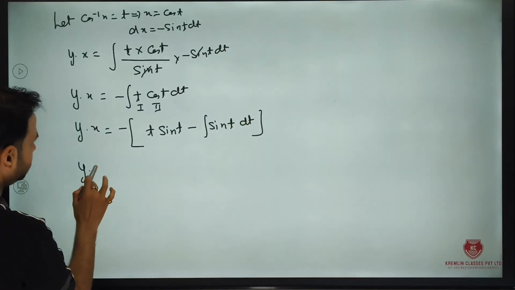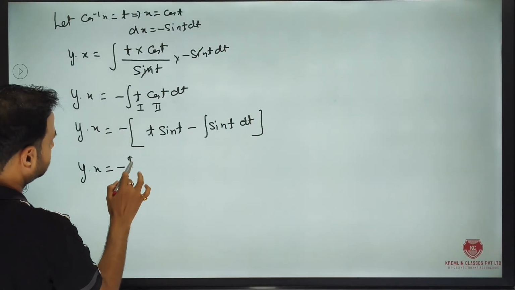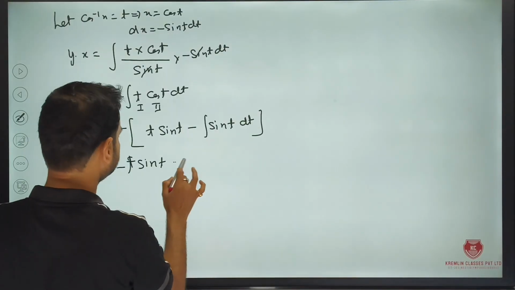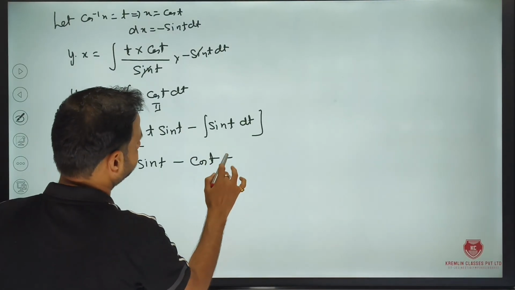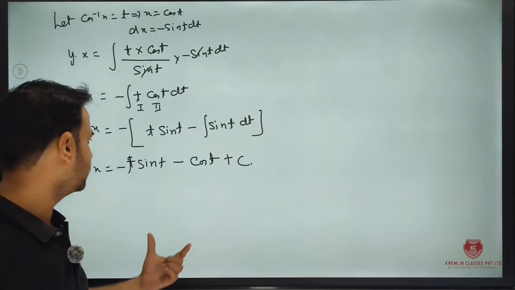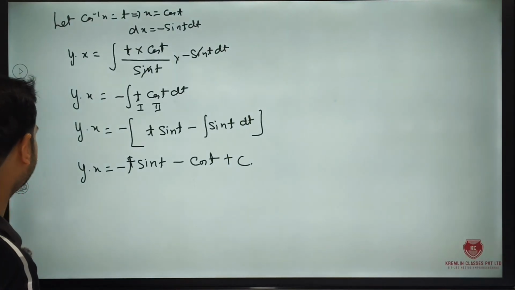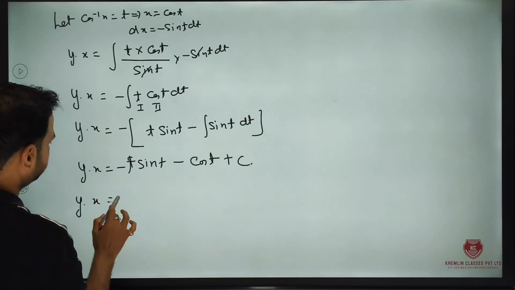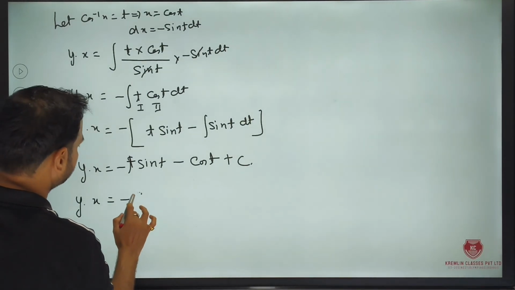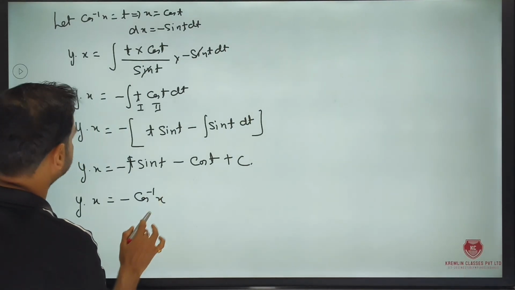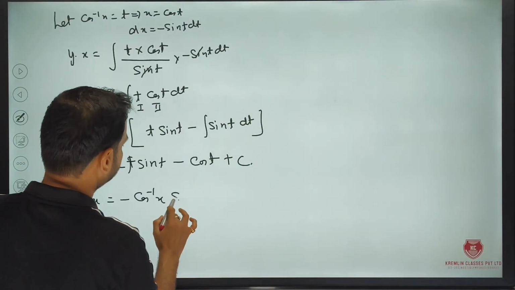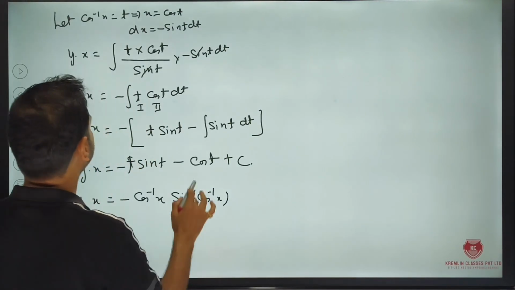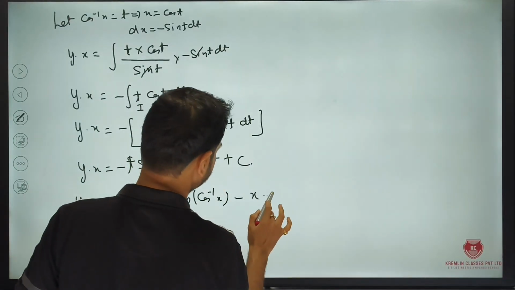Again, integrating y with respect to x gives minus t sin t, and this is minus cos t, minus minus plus, again this is minus cos t plus c. So this is our final integral answer. So we have to put y in terms of x, what is the value of t? We have to put it as minus cos inverse x into sin cos inverse x, now minus x plus c.